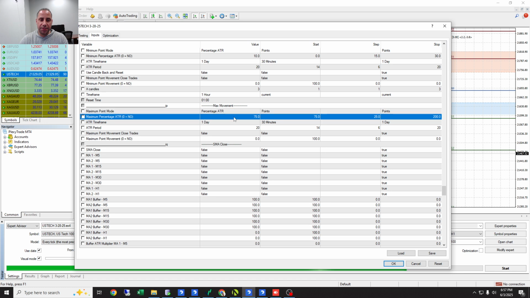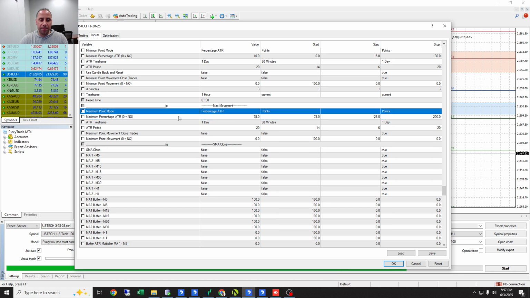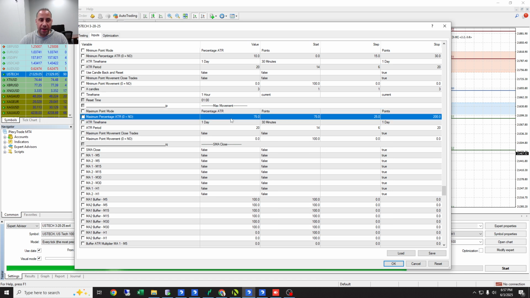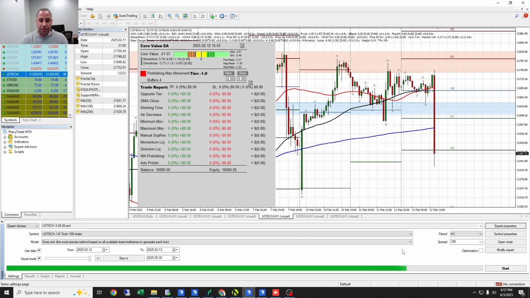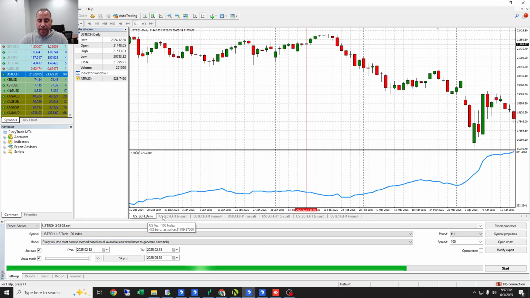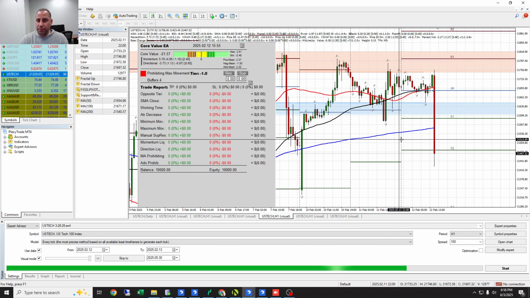This is percent ATR that we're going to be calculating it with. So right now it's set to 75% of the 1 day 20 period ATR. So let's go over this. If we go over the ATR on the 1 day, we will see that the ATR is currently sitting at 399 in pips. So if converted to points, it's going to be 39,968 points. So let's go over this real fast.